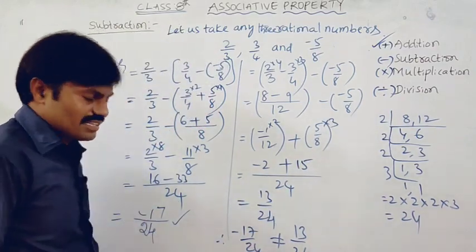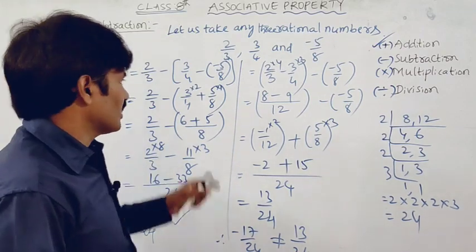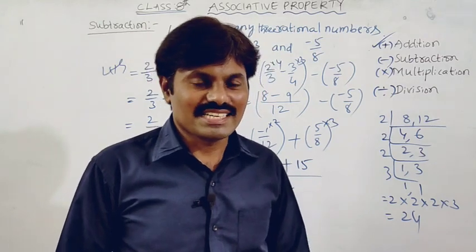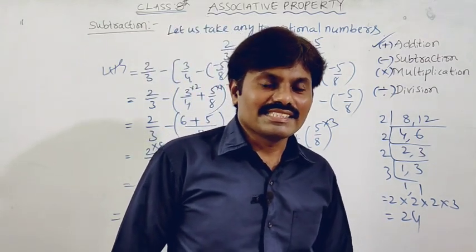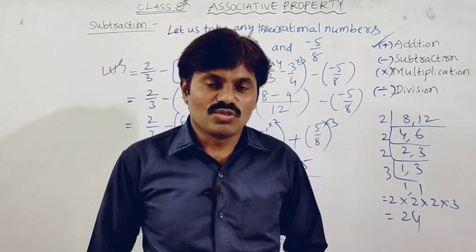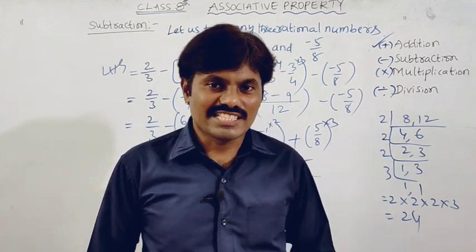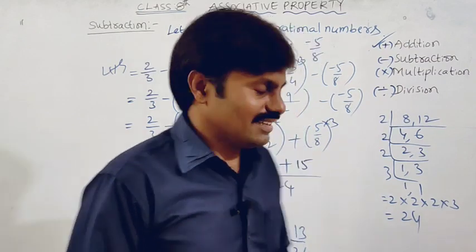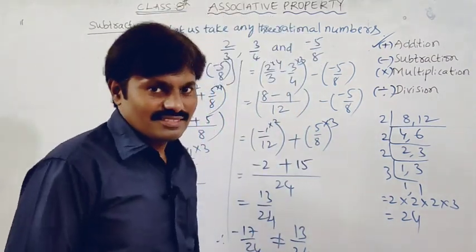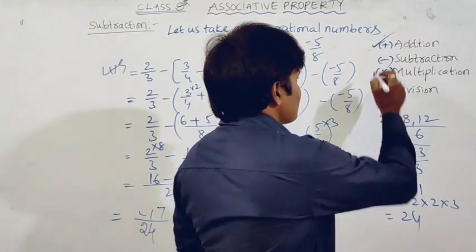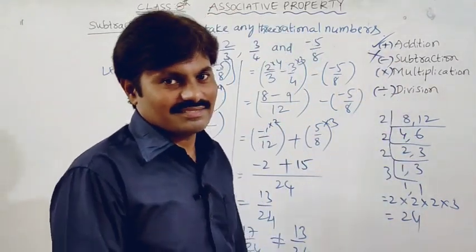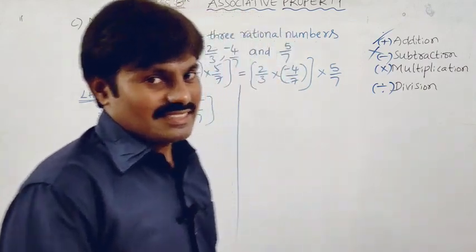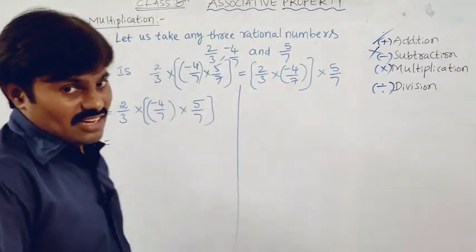Are these two results the same? No. Therefore, what can we conclude here? Subtraction is not associative in the set of rational numbers. That means rational numbers do not satisfy the associative property under subtraction. Is it? So we have verified already. So it is a conclusion. So subtraction is not satisfying. False.